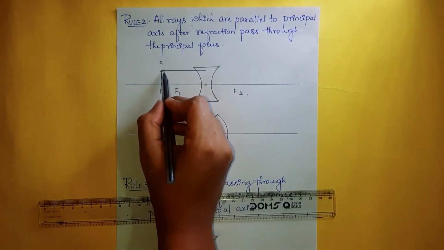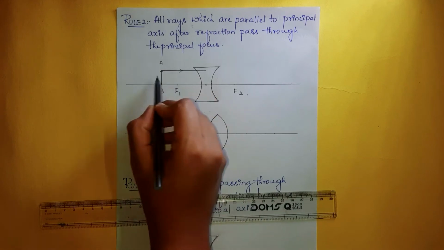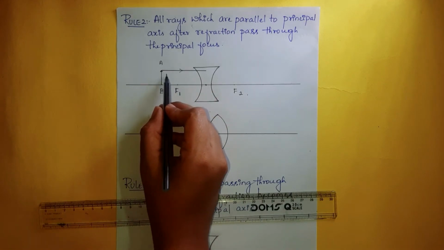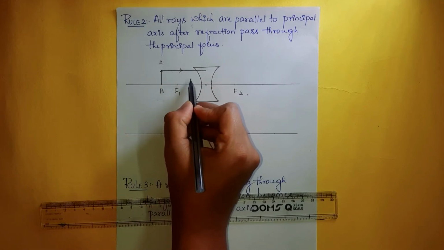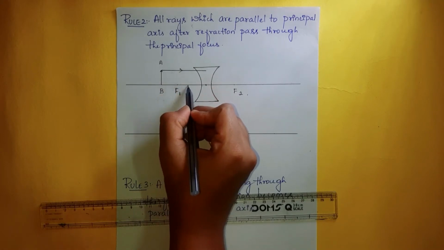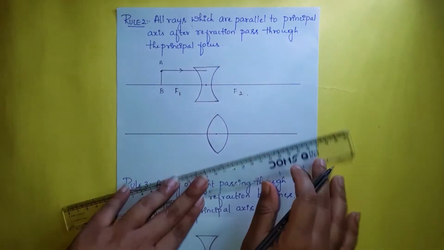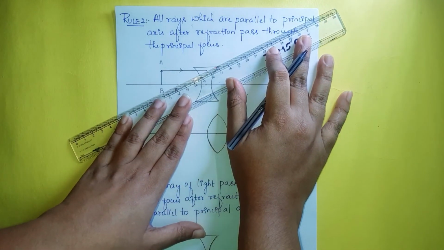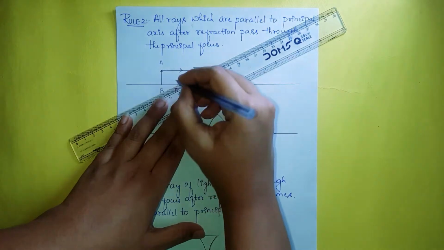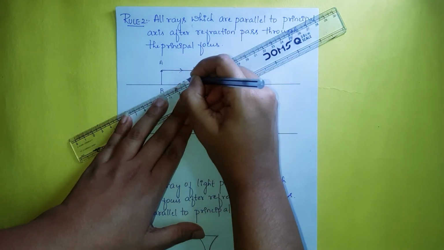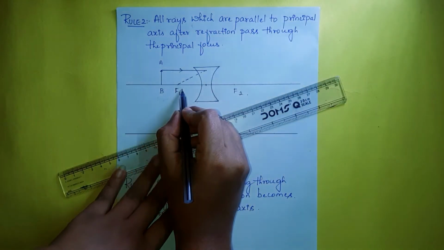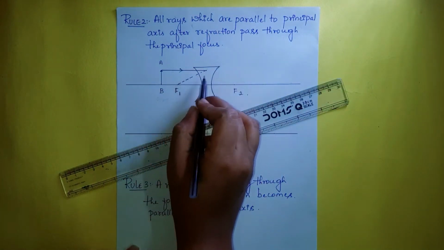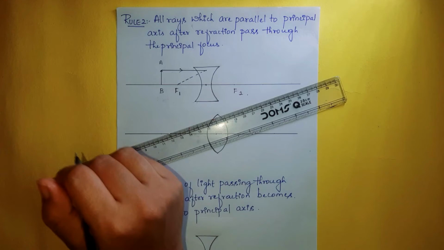Yes. So now we have drawn an incident ray which is coming from the object and it is parallel to the principal axis. What you have to do is draw the dotted lines to F1, because in the concave lens the image is formed at point F1. So always in a concave lens the image is formed on the same side.